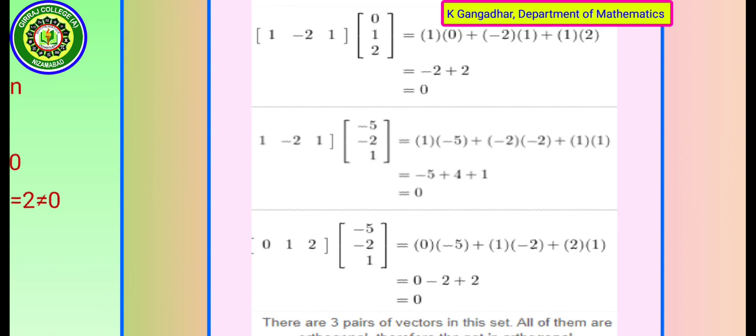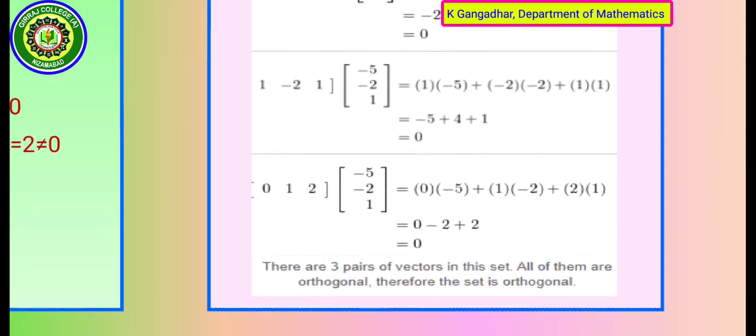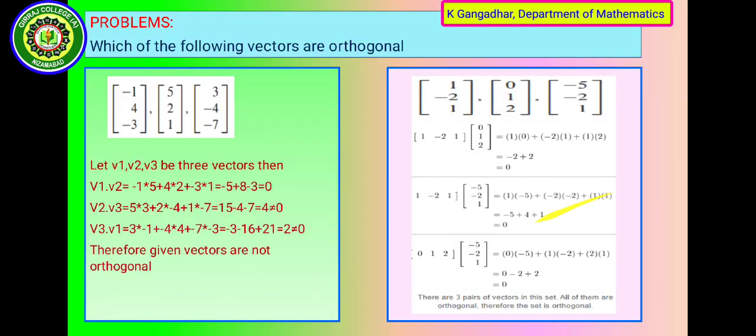Means the given vectors are orthogonal vectors, and the set they form is called an orthogonal set. So therefore the 3 pairs of vectors in the set are orthogonal, and the given set is called an orthogonal set.